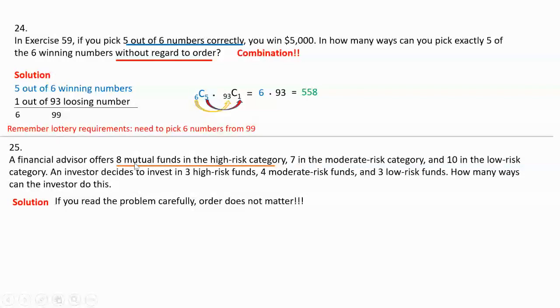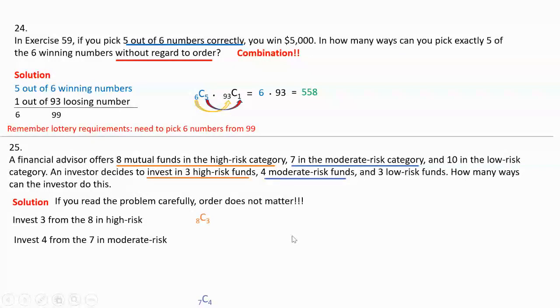Here we go. Okay, guys. So this is 8 mutual funds in high risk category. So from the 8, we want to invest in 3. So it's going to be 8 combination 3. From the moderate risk, we have 7. We want to invest in 4. So it's going to be 7 combination 4. And for the low risk, there's 10, and we want to invest in 3. So it'll be 10 combination 3.